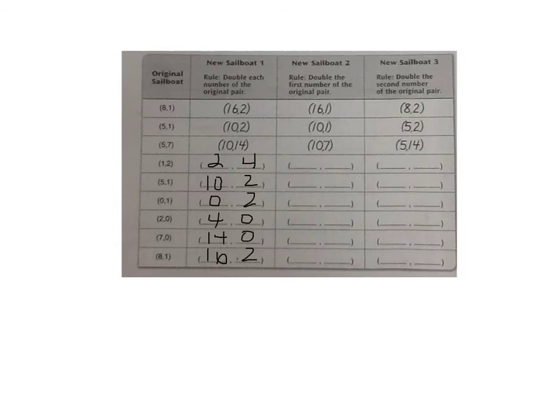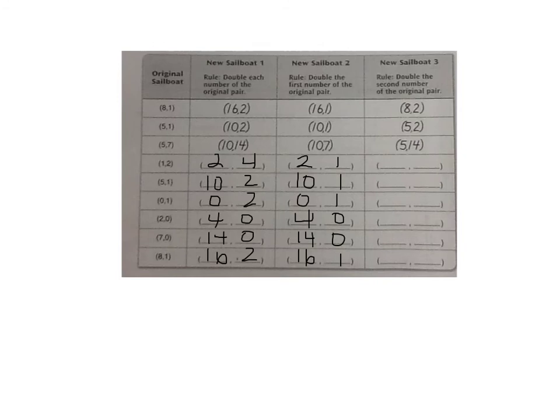In the column labeled New Sailboat 2, the rule is to double the first number of the original pair. That means that the second number should stay the same. For example, with the original sailboat numbers of 8, 1, we only doubled the first number, which gave us 16, 1, because the second number should have stayed the same. 5, 1, doubling the first number looks like 10, 1. As we continue on down the column, we are going to continue doubling only the first number. The remainder of the chart would look like this. As you can see, we only doubled the first number going all the way down the column.